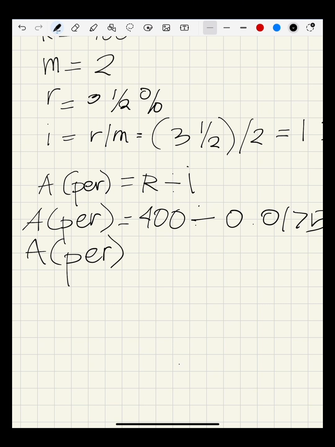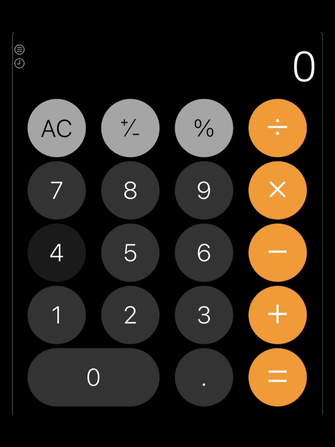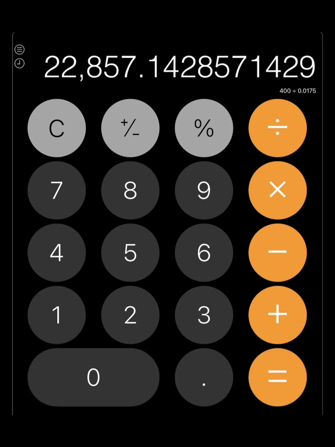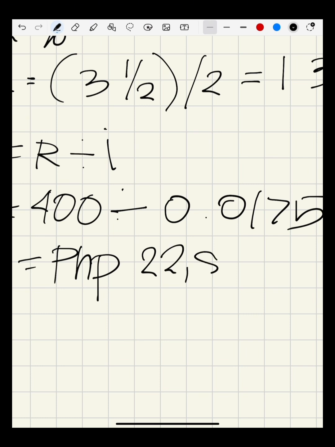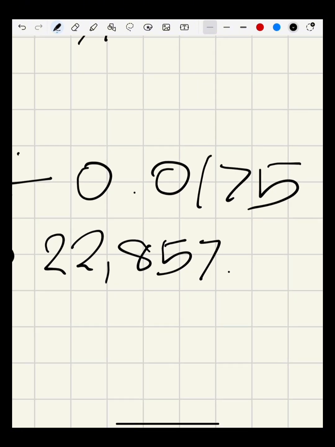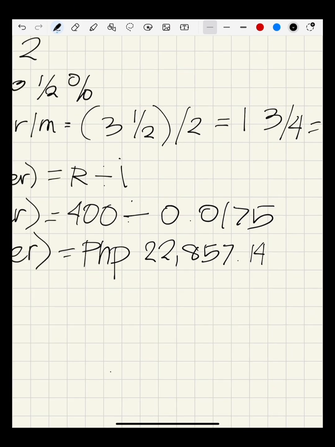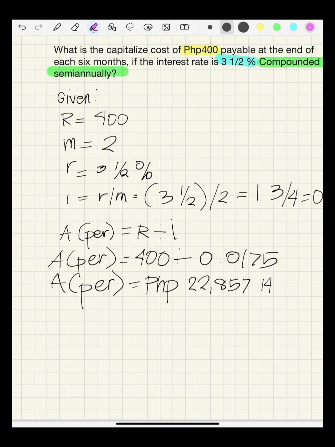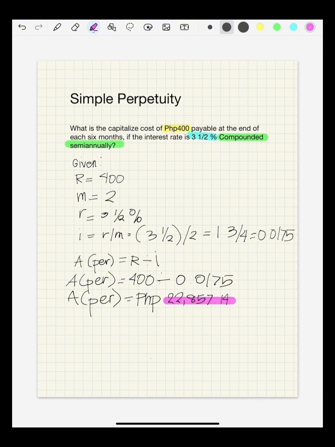To get the final answer, you have to divide 400 by 0.0175. Now we have the final answer, which is 22,857.14. And that is our final answer, and that's how you get the simple perpetuity. And that is our last problem. Thank you.